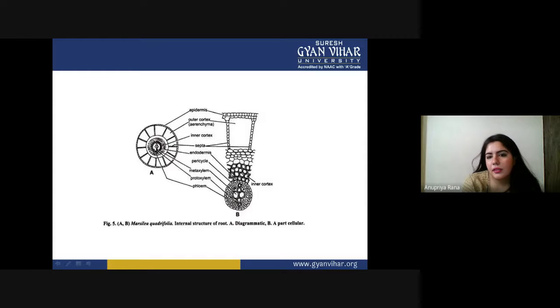You can see the epidermis. Epidermis is a very primitive first layer. After that, we have the outer cortex, and in place of the middle cortex we have the same parenchyma. Then we have the internally placed inner cortex, and the last layer of the cortex is the endodermis. After the endodermis, we have the pericycle. After the pericycle, we have the vascular bundle in our center.